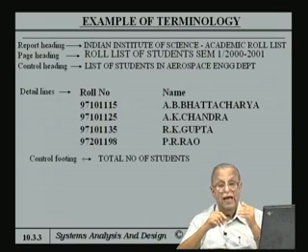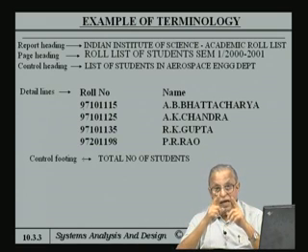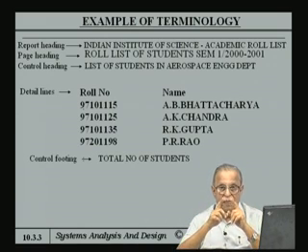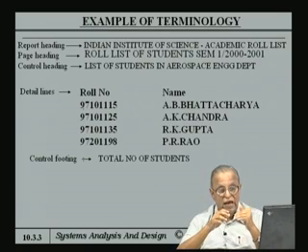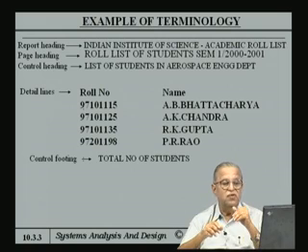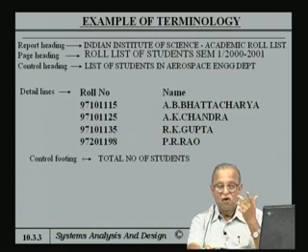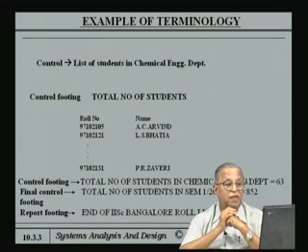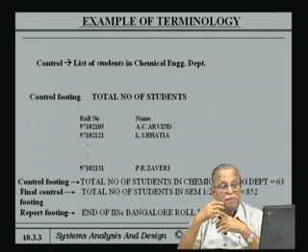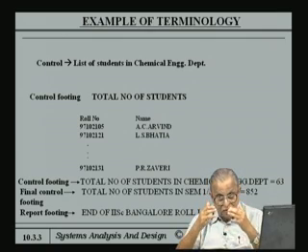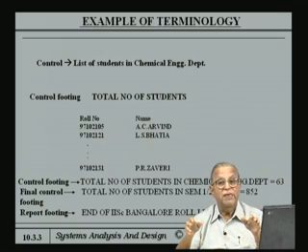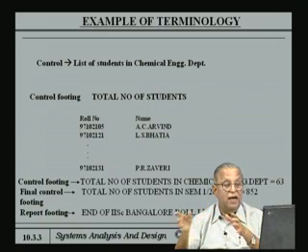Detailed lines, each line contains information about one record in the particular set. And then control footing, say total number of students in aerospace engineering is so and so. In this case, it would say 4, because it looks very small, again because of limitation in the screen size. So, control list of students, chemical engineering. That is, suppose after aerospace, chemical comes, then the chemical engineering students are listed, and list of students, chemical engineering department, and total number it will say.